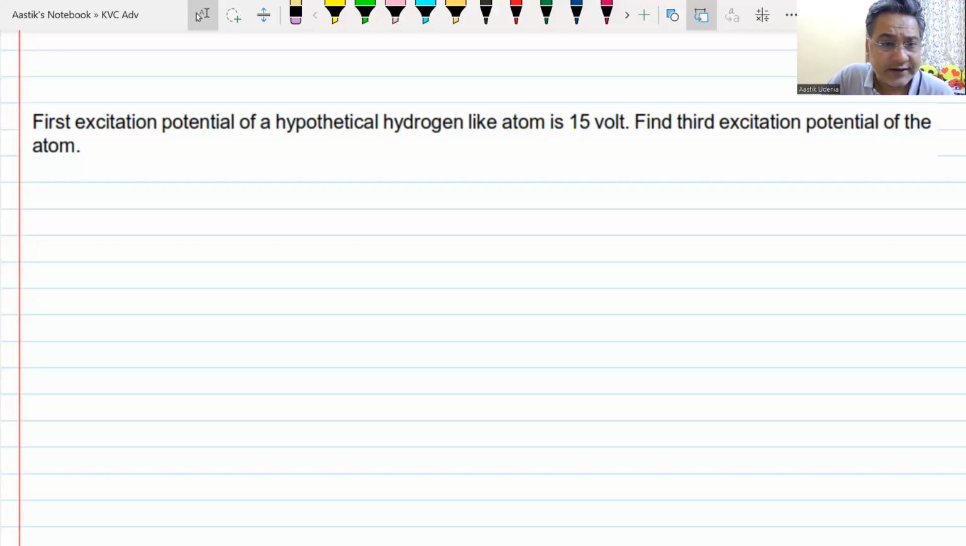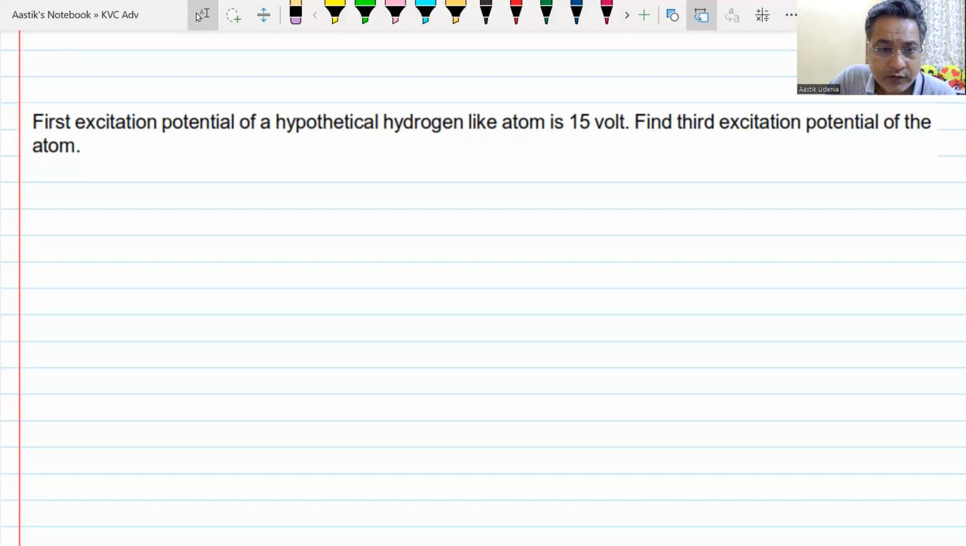Then, sir, we move on to this question. Let's see if you can solve this. The first excitation potential of a hypothetical hydrogen-like atom is 15 volt. What do you mean by first excitation potential? This is how questions would be framed. What do you mean by the first excitation potential?